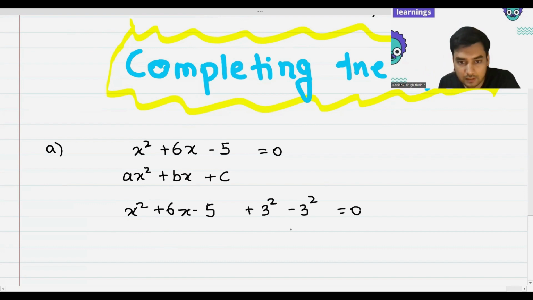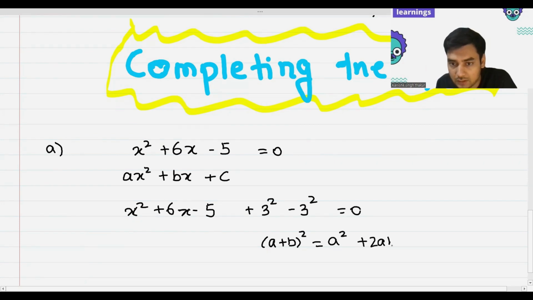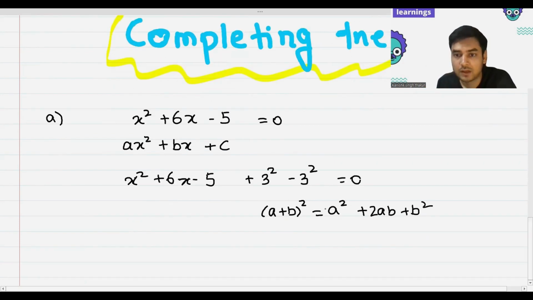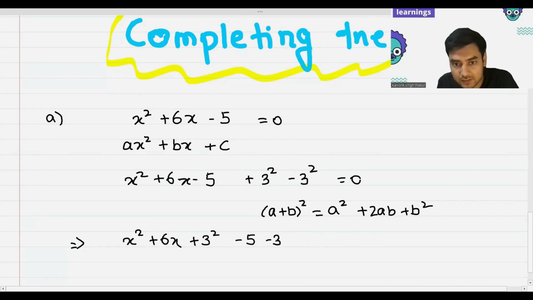Now you guys must be remembering this formula: a plus b whole square is a square plus 2ab plus b square. This is the formula, isn't it? You must have come across this in the earlier classes. If not, this is a really important formula: a square plus 2ab plus b square. So what you have to do is rewrite this equation taking 3 square inside, and the constant term outside. You'll rewrite it as x square plus 6x, I'll write 3 square with this, then minus 5, and minus 3 square is already there.